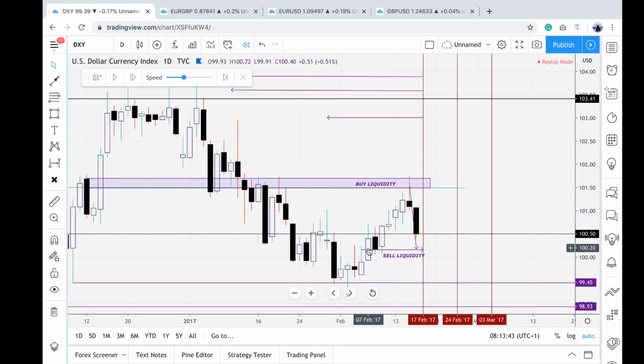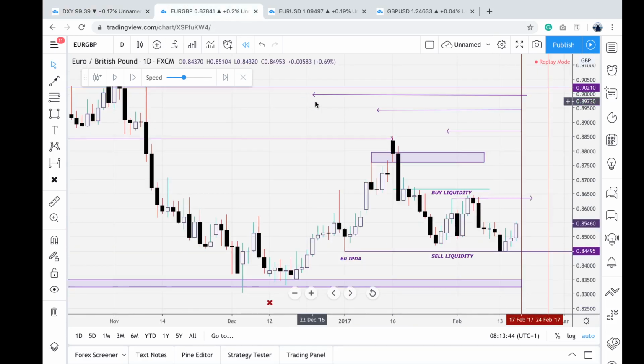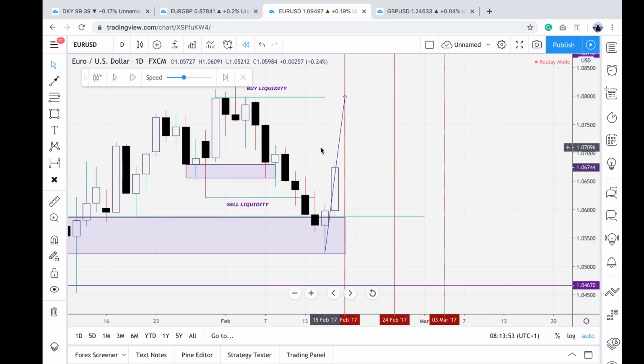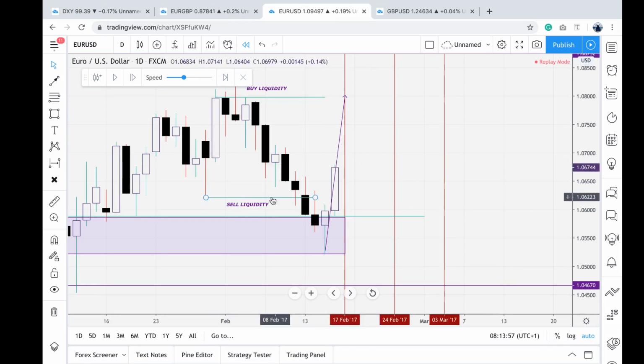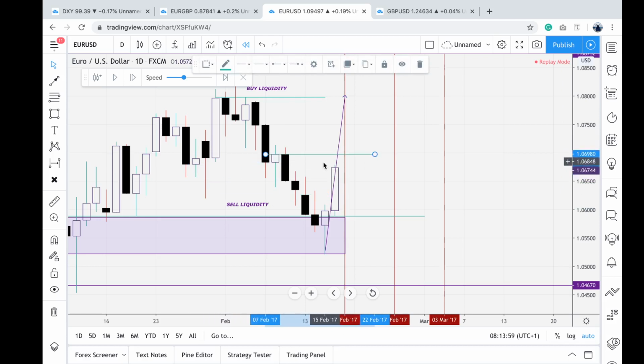On euro pound, it looks like price is going up to this level, but this is a Friday, so we don't necessarily have to trade euro pound. On euro dollar, we're going to hold our swing.